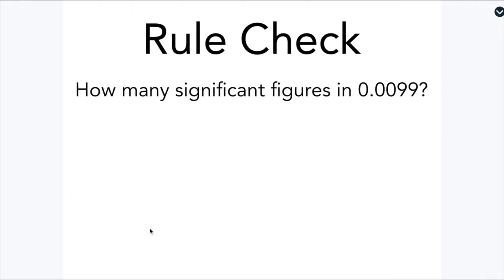All right, your turn. How many significant figures in the number 0.0099? Go ahead and pause the video, come up with your answer. All right, in this one, we have 9 and 9 as our significant figures, and these 3 zeros do not count because they are leading zeros. Therefore, this is 2 sig figs.